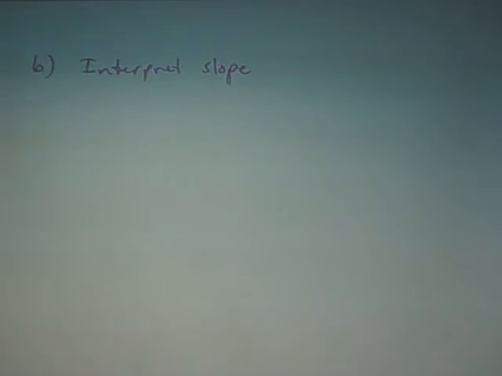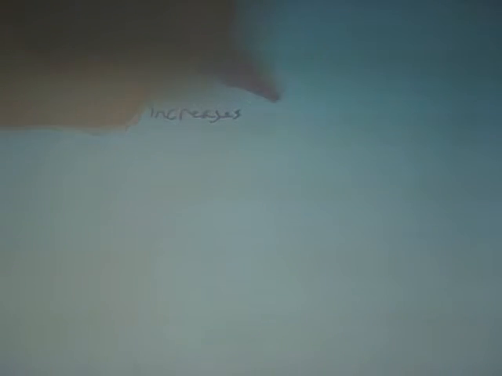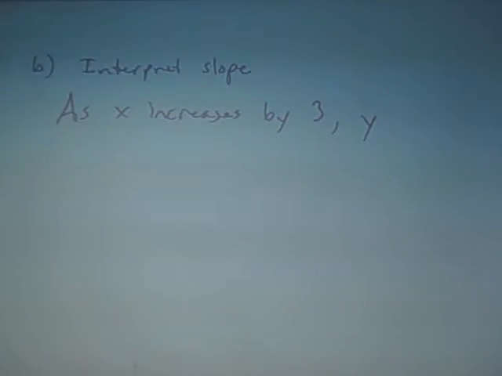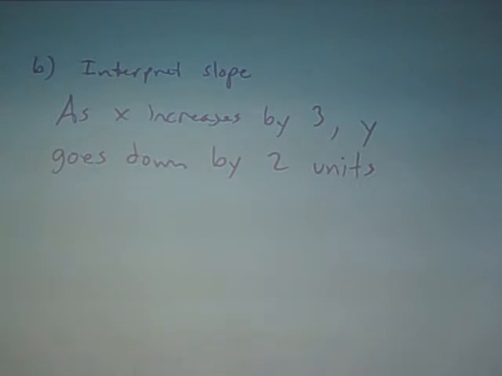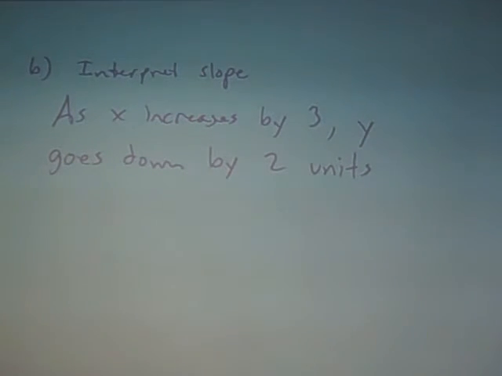Interpret the slope: as x increases by 3, y goes down by 2 units. So just remember, slope is rise over run, and so the negative 2/3 means as x increases by 3, y goes down by 2.